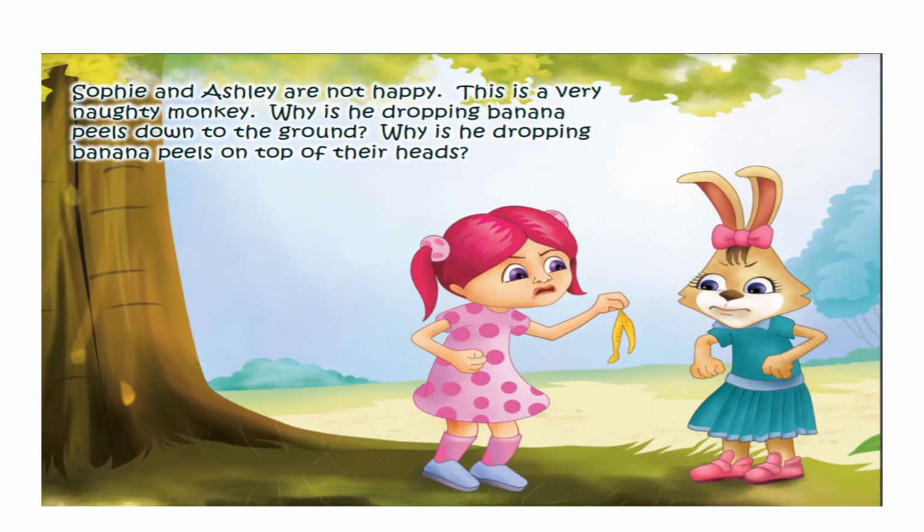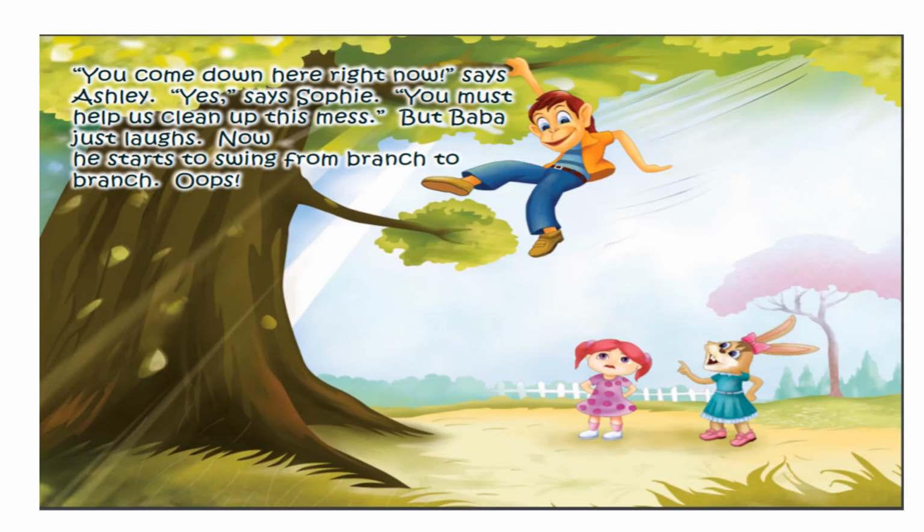Sophie and Ashley are not happy. "This is a very naughty monkey. Why is he dropping banana peels down to the ground? Why is he dropping banana peels on top of their heads?" "You come down here right now," says Ashley. "Yes," says Sophie, "you must help us clean up this mess." But Baba just laughs.